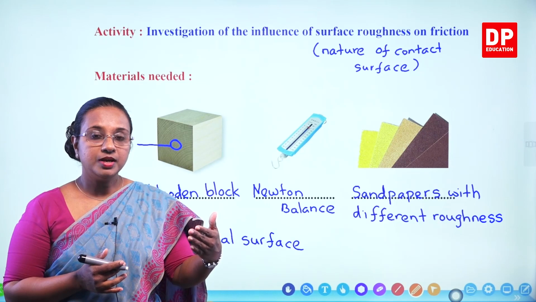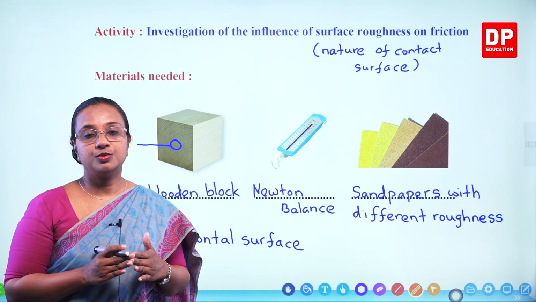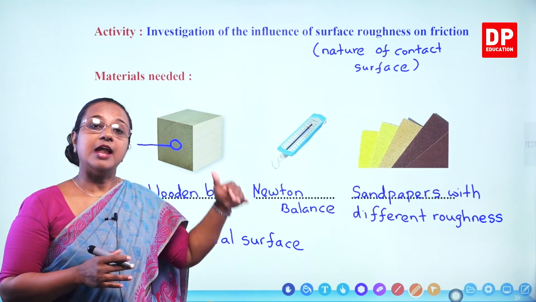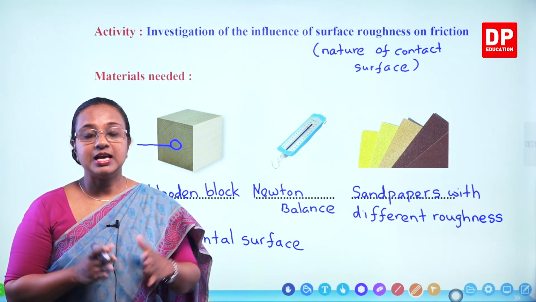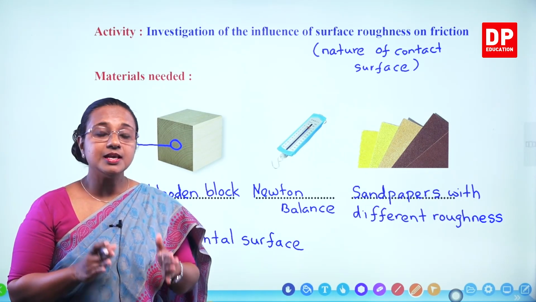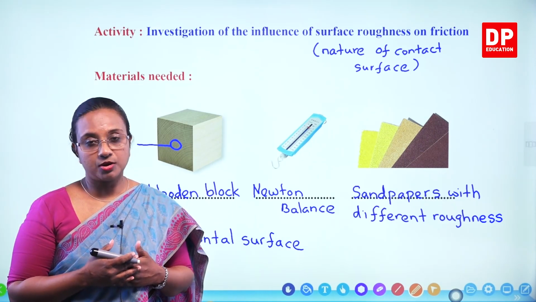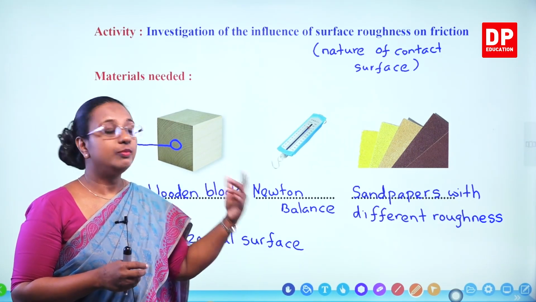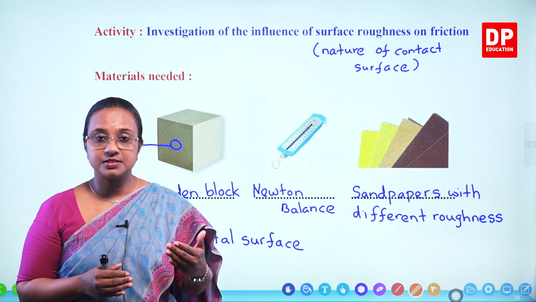It won't move. We increase the applied force, and as the block starts to move, we write down the Newton balance reading. And from the previous activity, you know the Newton balance reading gives you the limiting frictional force, because that is the force needed to just move the block. Then we repeat the activity with a sandpaper with a slightly higher roughness.